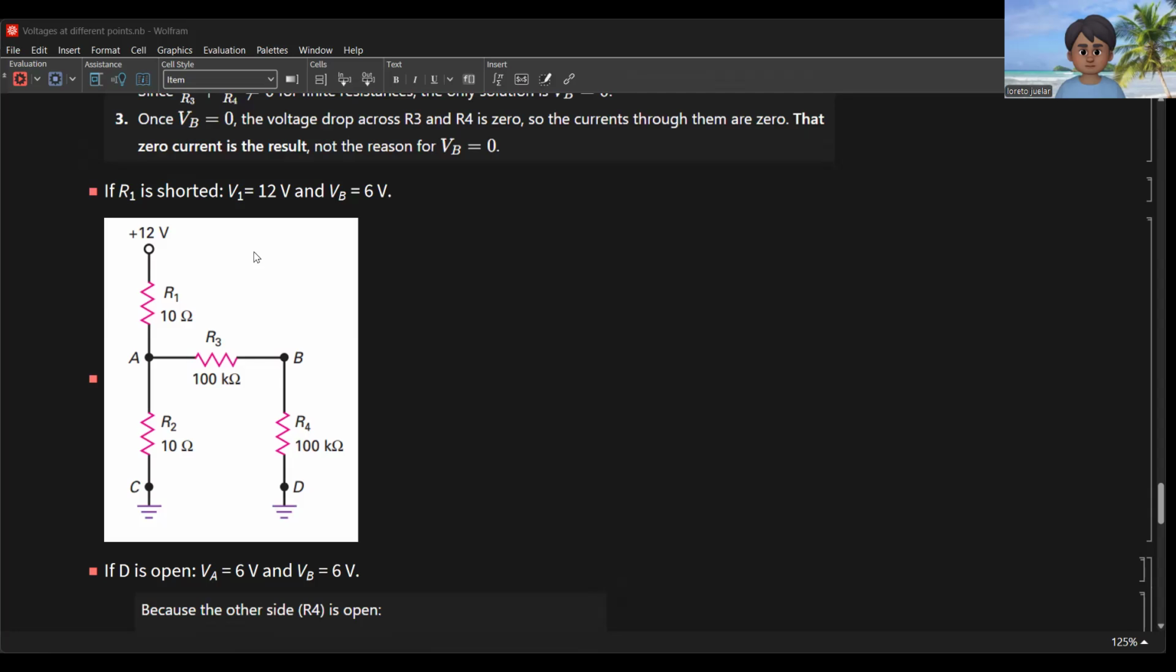So the next question here, if R1 is shorted, what are the voltages at point A and point B? So the voltage at point A is equal to 12 volts, and the voltage at point B is equal to 6 volts. So if this is 12 volts, we have the voltage from A to B is also equal to 12 volts. And the voltage at point B equal to 6 volts. So 6 volts at R3 and 6 volts at R4. So we have 6 plus 6 equal to 12.